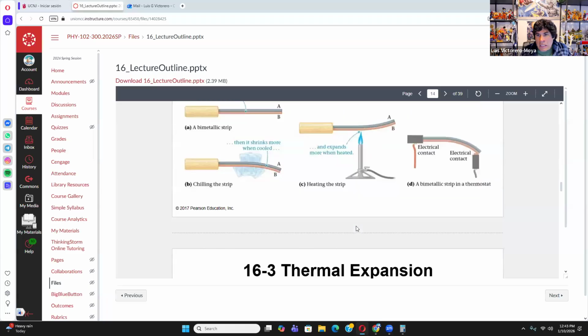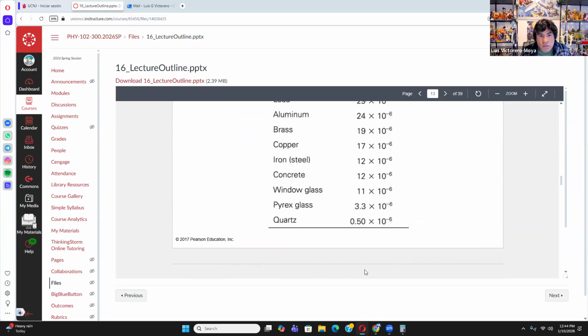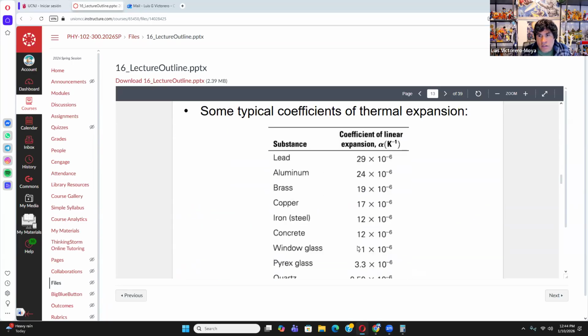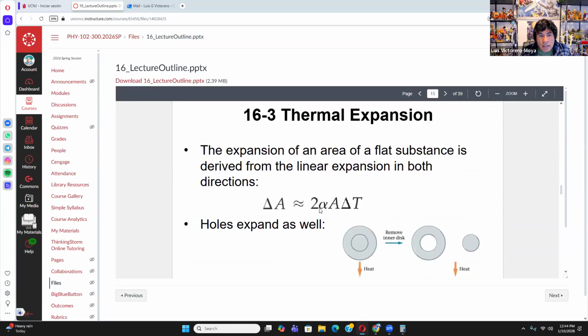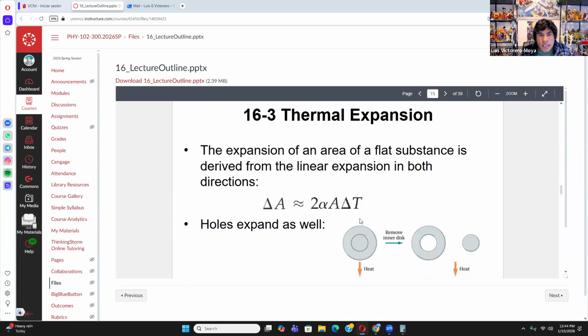Okay, so that is something that we can study and take into account when we build materials in physics, because of these different coefficients of linear expansion. Now, is the length the only parameter that changes? No, we also have the area and the volume, right? The volume of a solid will change, the area of a flat substance will change.